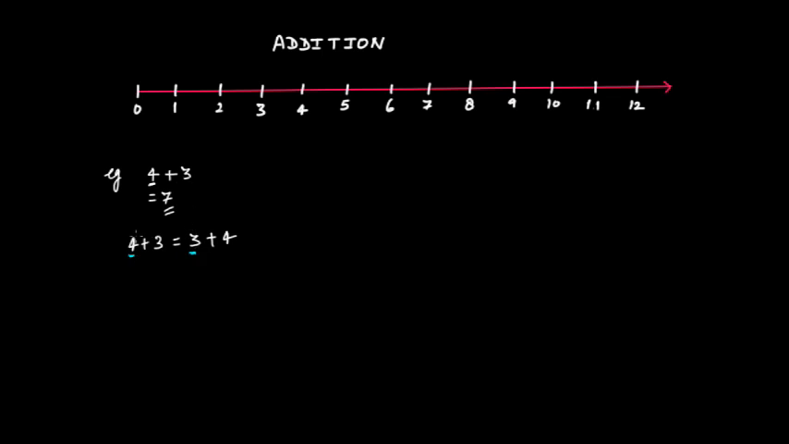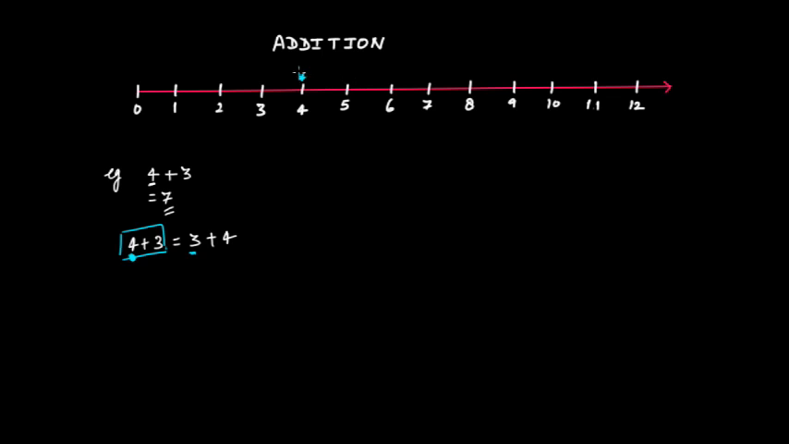So let me start first. I'll show it for 4 plus 3, and I said start from 4. So start from 4 here. Now you have to add 3. So from 4 start jumping 3 times, each time to the next number.